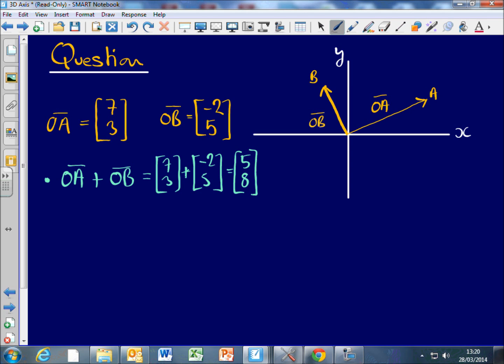Okay, next question then. I want to know, what is the vector AB? What is the vector to get from A to B?